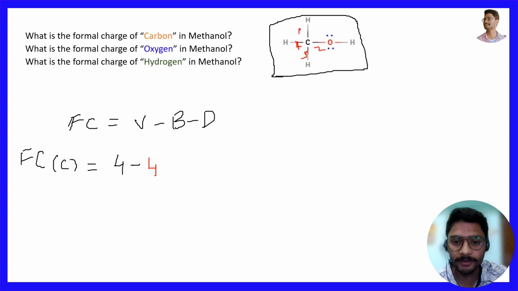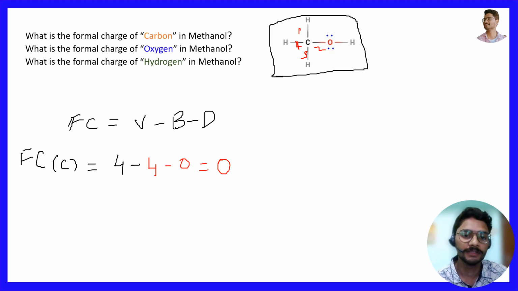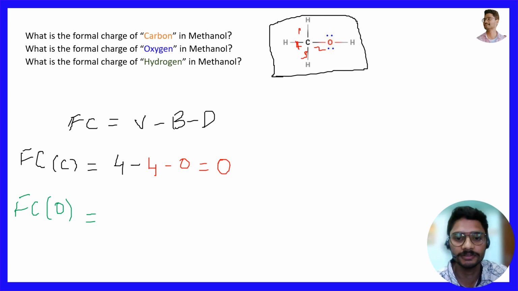So what is the total number of dots present around carbon? If you can see here, there is no dot present around the carbon atom, so it is going to be 0. What is 4 minus 4? 4 minus 4 is nothing but 0. So the formal charge of carbon in methanol is 0. Then comes the second question: what is the formal charge of oxygen in methanol? Now we are going to calculate the formal charge of oxygen in methanol.